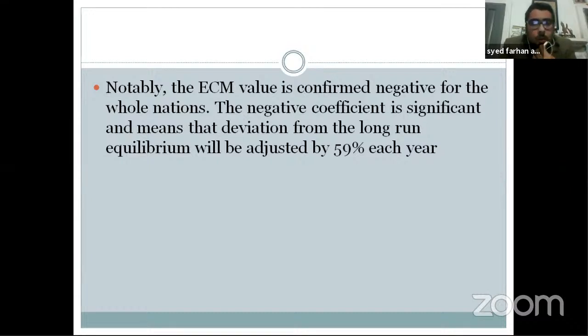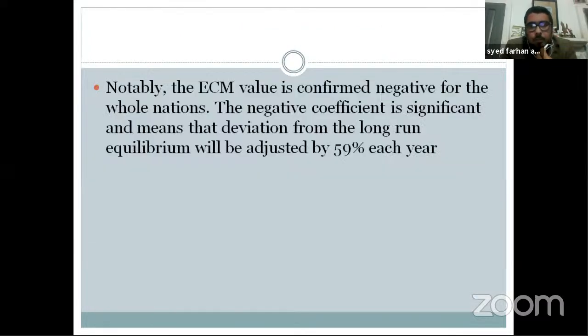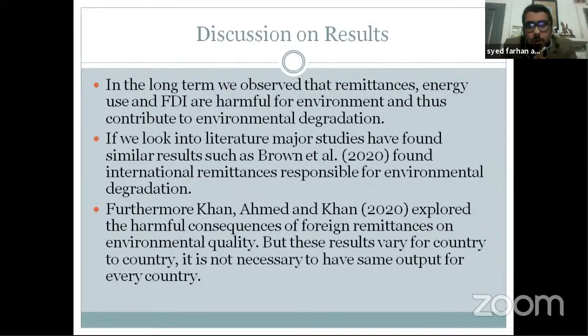Notably, the ECM error correction term value is confirmed negative for all nations. The negative coefficient is significant. It means that the deviation from the long run equilibrium will adjust by 59% each year. Here you can see the constant value. So these are the simple results, and the discussion is here.